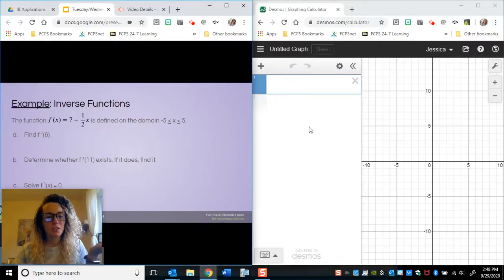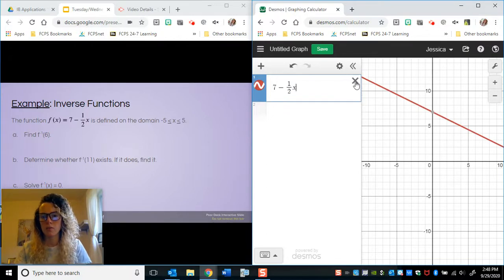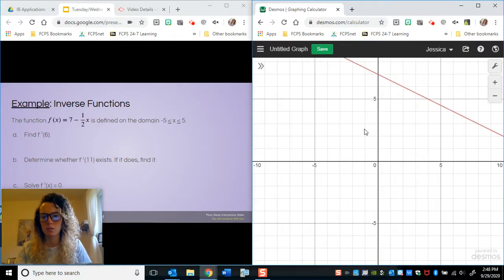So another way you could do this example is with a graph instead of doing it algebraically. So to do that, I would graph the original function. You don't even have to worry too much about the domain restrictions when you graph it. Just want to have that graph in there. I'm going to hide this so you can see it a little bit better.